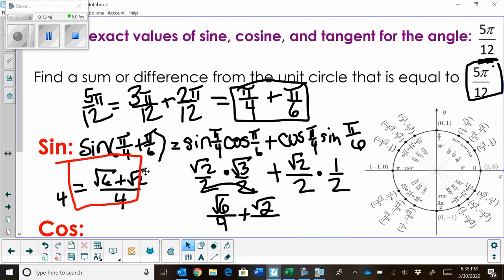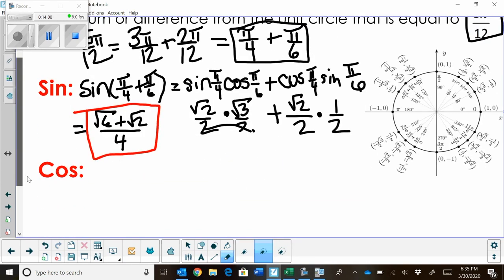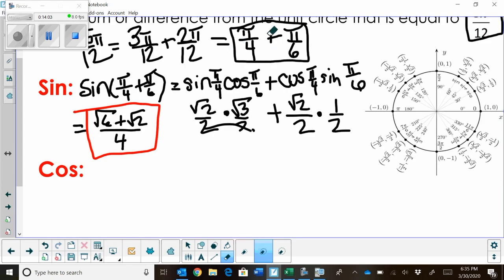Okay, I'm going to move this answer over here just in case we need to erase a little bit and make some more room for the next problem. Oops, it's supposed to be an eraser. There we go. Now let's try the same thing with the cosine formula.